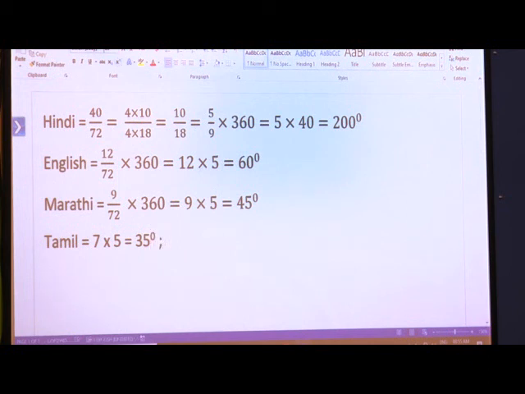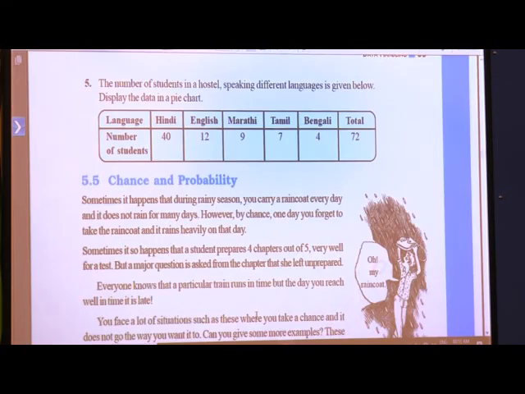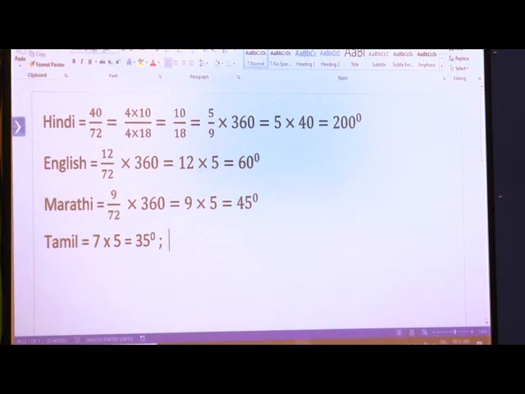What is the next language? It is Bengali, 4. It is Bengali. It is how much? 4 students out of 72 into 5 is equal to 20 degrees. Purposely I have done it in a shortcut way. The reason is very simple, because before this I have shown you how 5 came, or in detail I have shown you the cancellation in case of Hindi.